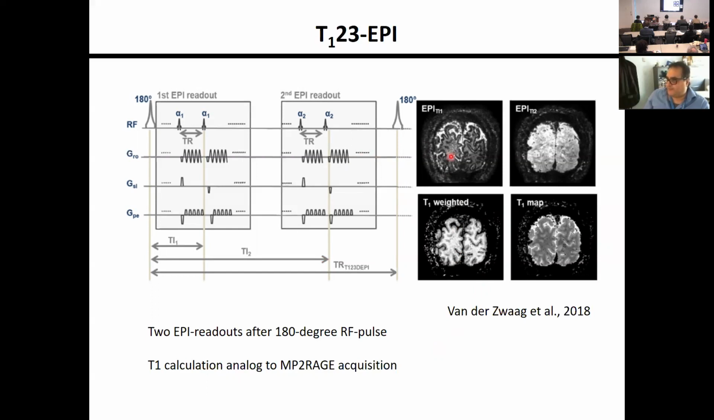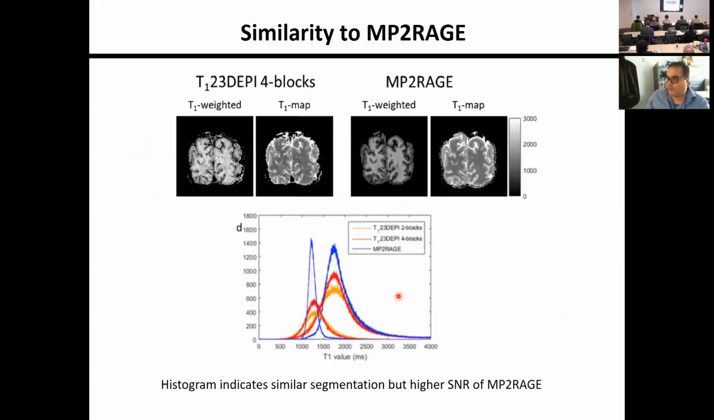So this is an example. This would be an EPI from the first inversion time, EPI from the second inversion time. Then you can calculate a T1-weighted image and a T1 map. And they compared this T1-weighted image and T1 map with the MP2RAGE, where you see, for example, very nice gray and white matter contrast here, and then you see also nice T1 contrast in this T1 map from the 3D EPI.